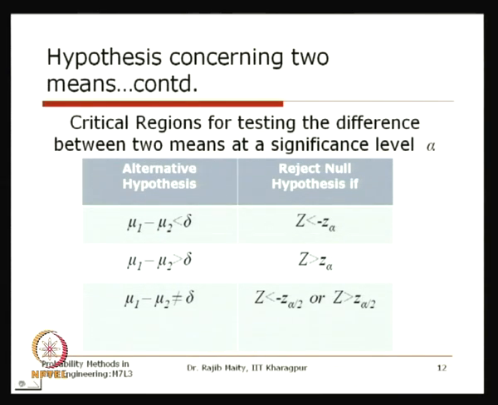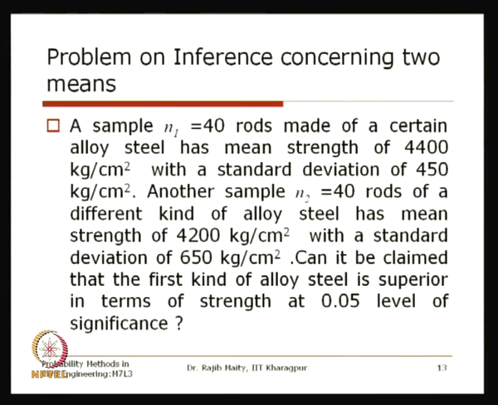Now, so far as this is a large sample, it will follow a standard normal distribution, and the critical regions are the same for the different alternative hypotheses. This case shows whether mu1 is less than mu2, this shows whether mu1 is greater than mu2, and this is a two-sided test whether mu1 is not equal to mu2. So these are the critical regions, the same that we discussed earlier for the single sample mean a few slides before. First we will take one problem on this, where the sample size is large.